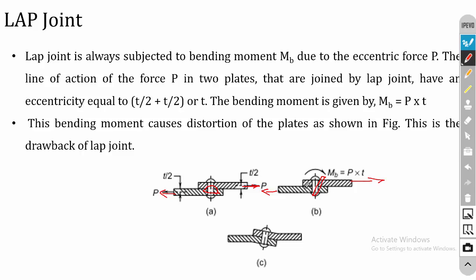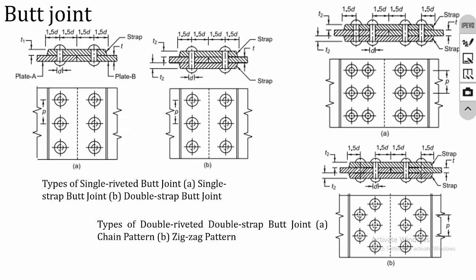So this bending moment causes distortion of the plates. You can see the plate structure once the bending is applied. So distortion happens. This is the main drawback of using the lap joint. That is why people prefer butt joints. So these are all the types of butt joint.